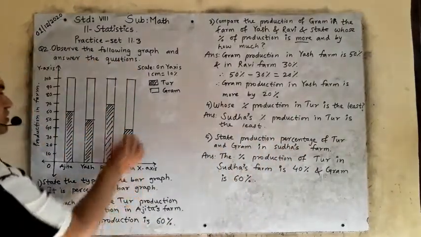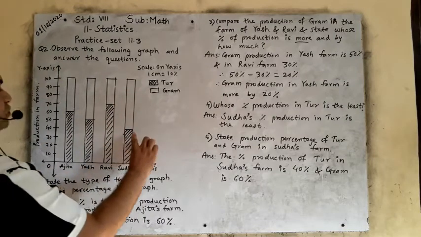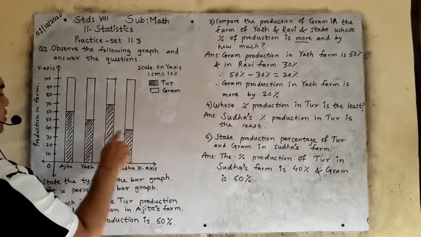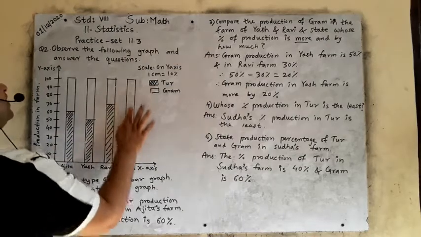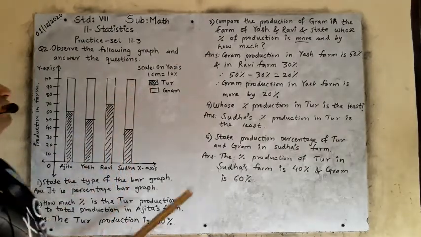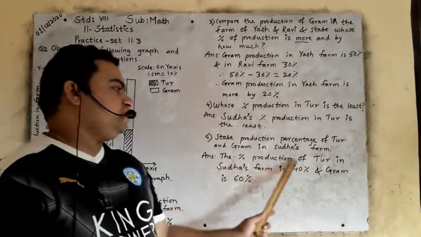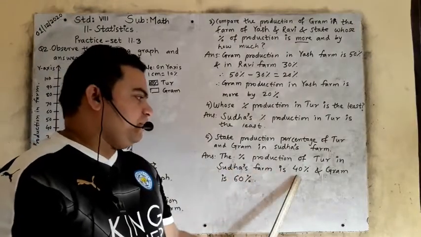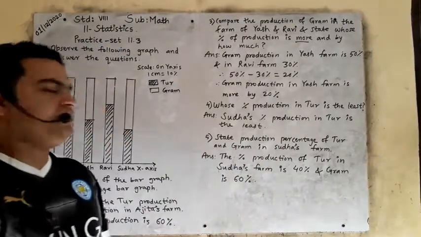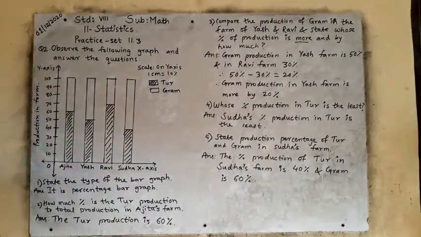We will focus on Sudha's farm only. We know Sudha's tur production is how much? 40. It means the remaining is 60. Yes. So we will say the percentage production of tur in Sudha's farm is 40% and gram is 60%. I hope you understood how to solve this.